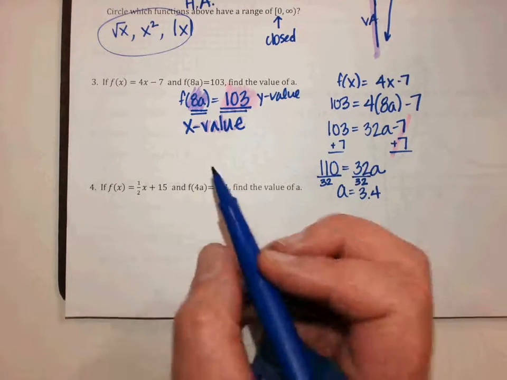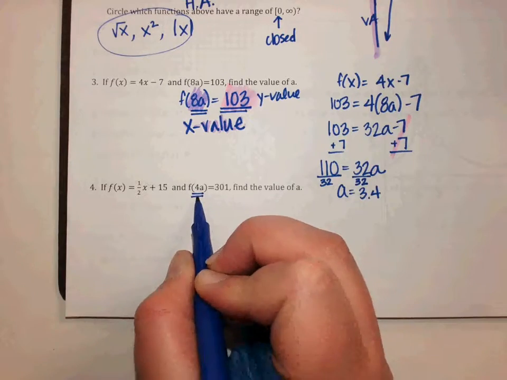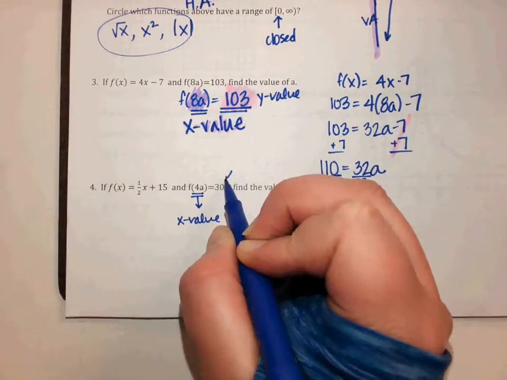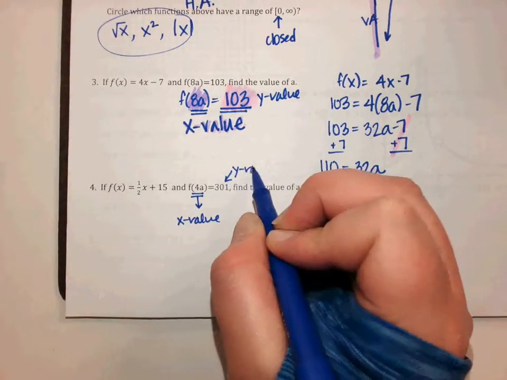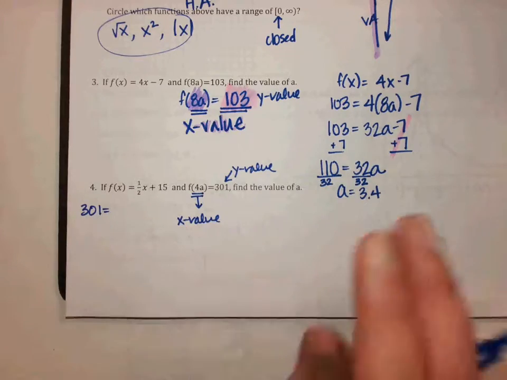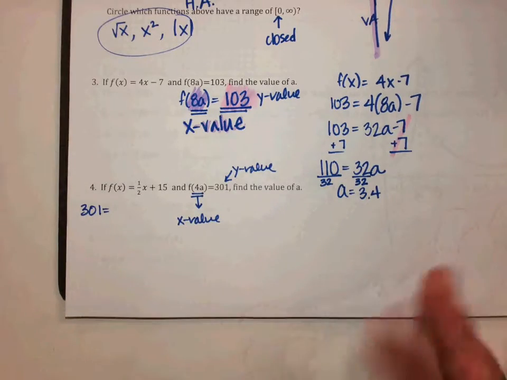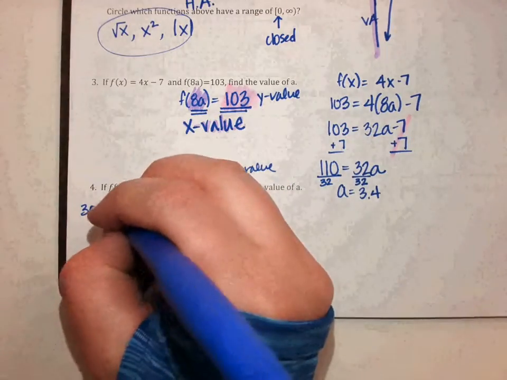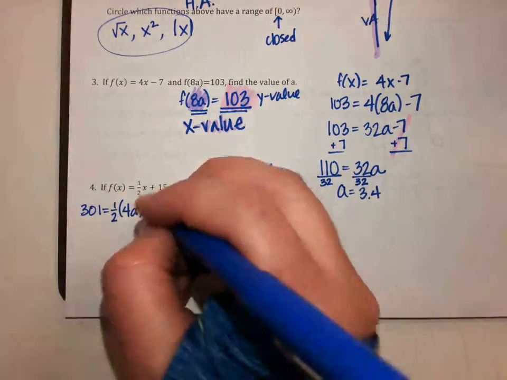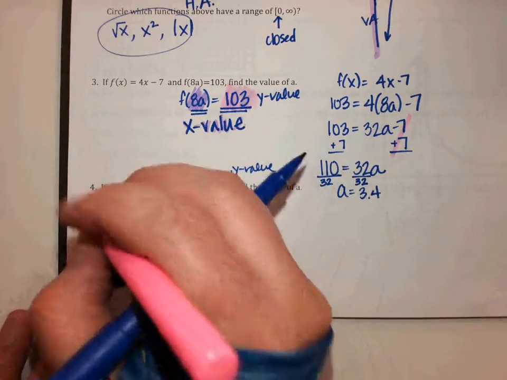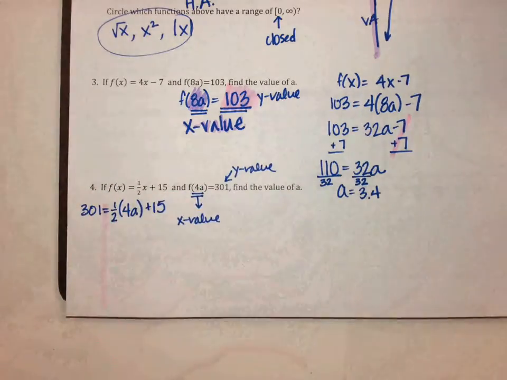Okay, so where do I plug in 4a? X value. Where do I put 301? Y value. So I'll have 301 equals, that's my f of x. Then I'll put my half, and then what's my x going to be? What's in the parentheses? Of 4a plus 15. Okay, then some of y'all, I don't know if you remember the little railroad tracks from Algebra 1. What's half of 4a?